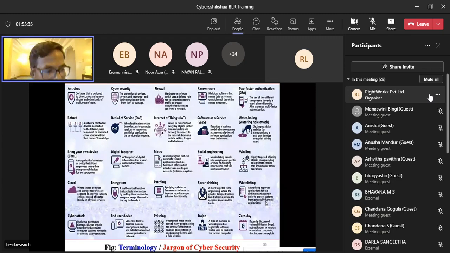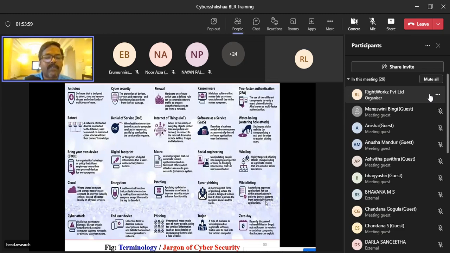Cloud is an internet-based technology where shared computer and storage resources are accessed as a service, usually online, instead of being hosted locally on physical servers. Cloud is a 5-4-3 formula: 5 characteristics, 4 infrastructure models and 3 services. Encryption.